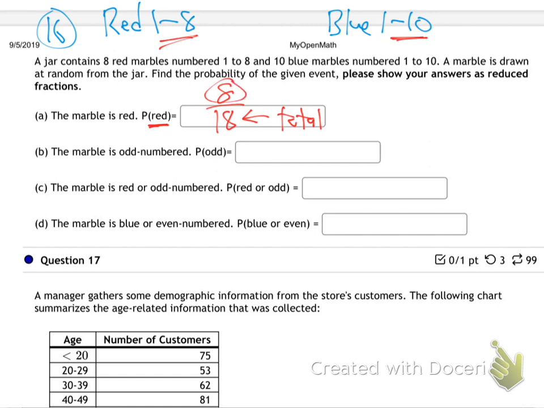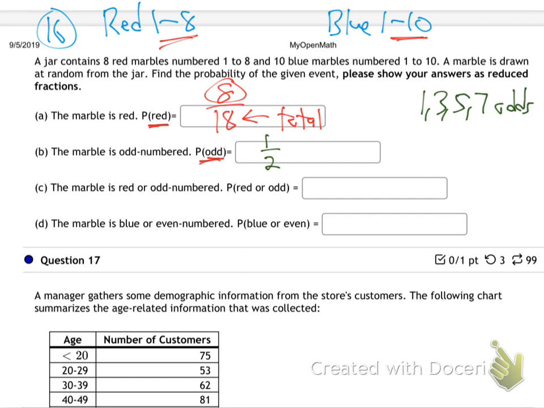Divide on your calculator. What's the probability it's an odd numbered marble? How many odd numbers are there? Odds are like 1, 3, 5, 7. Those are odd. So it's just going to be half, isn't it? Half of them are odd.